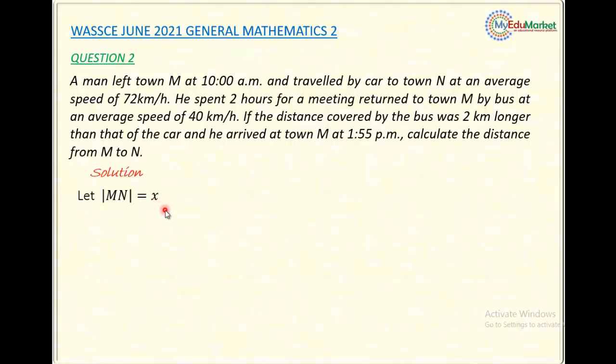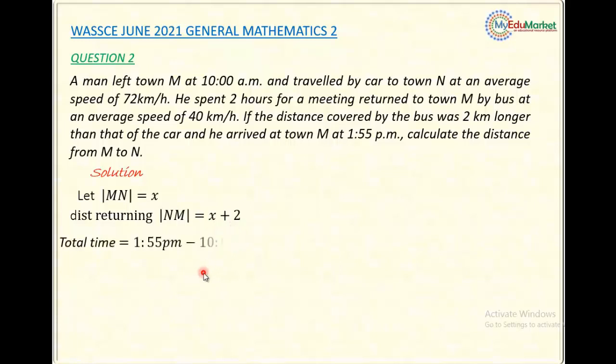So if I let it be X, then the distance returning, that is N to M, of course is supposed to be the same distance, but if you take a different route, the distance could be different. In the question it says the distance covered by the bus, meaning the distance while returning back to town M, is 2 km longer than that of the car. So he returned by bus, and I'll add 2 to the distance going, that is X. So distance returning will be X plus 2.